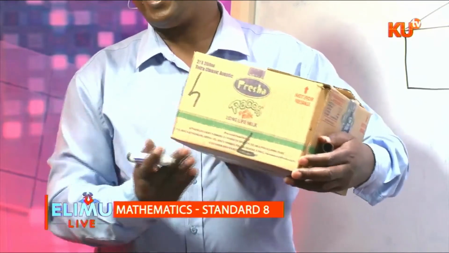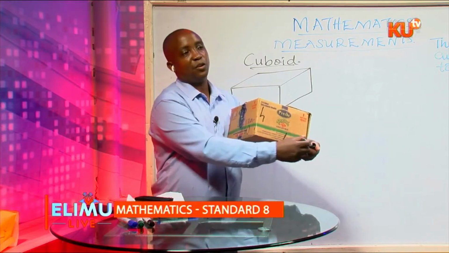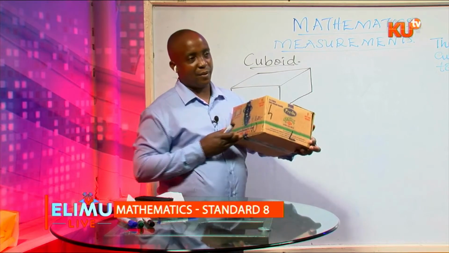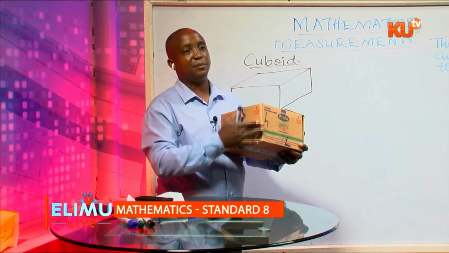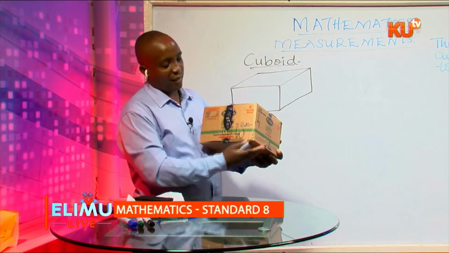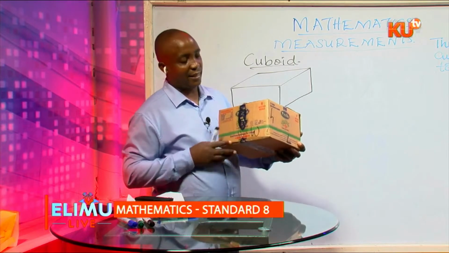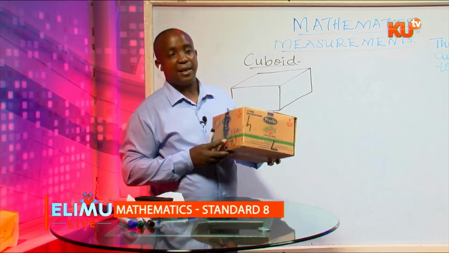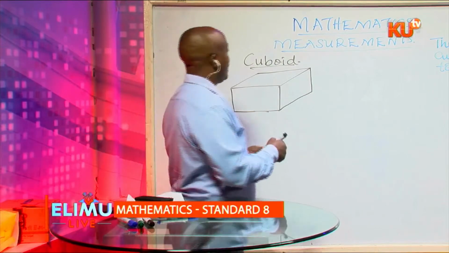So if the length and the width are equal, that is called a square-based cuboid, whereby the length and the width are equal and the base will be a square. However, the height must be different for it to be a cuboid. If all the edges are equal, the length, the width, and the height are equal, it is a cube. But if they are different, like in this case, it is a cuboid. And that is the difference between a cube and a cuboid.